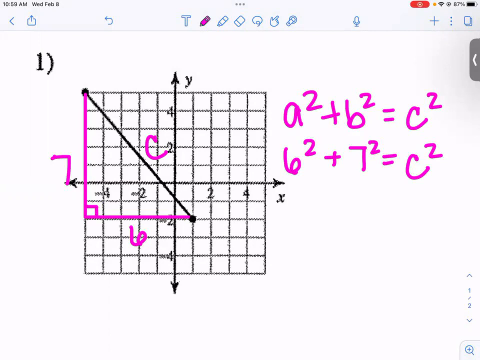What I really love right now is that some of you are finishing this ahead of me because you are so confident in your Pythagorean theorem skills. I love that. If you're not one of those people, that's okay.